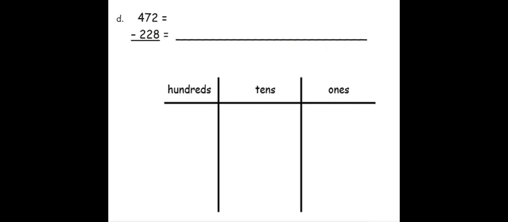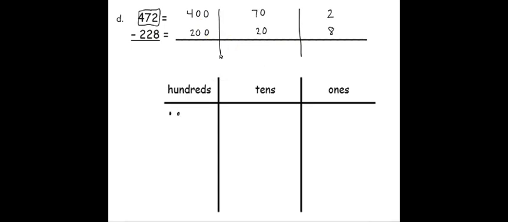Let's look at another problem. This one is 472 minus 228. I'm going to start the same way. I'm going to show each number in expanded form. 472 is 400 and 70 and 2. 228 is 220 and 8. And then, like before, I'm just going to show the 472 on the place value chart.